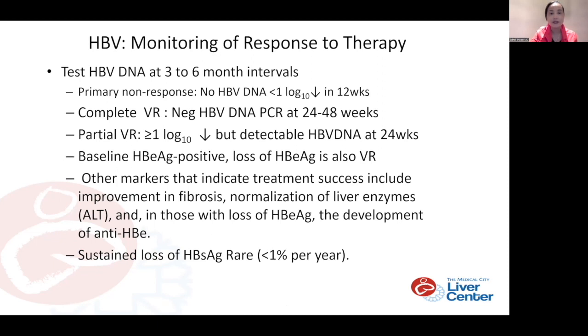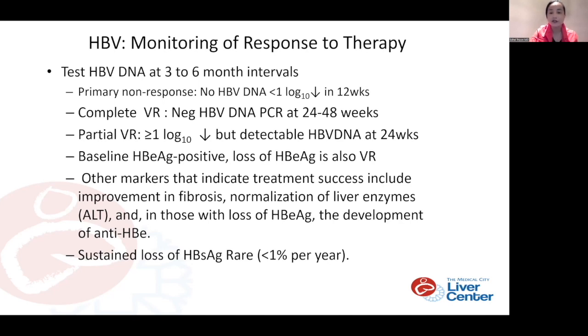So how do you monitor the hepatitis B response to therapy? This is the ideal setting where you look at your DNA at 3 to 6 month intervals after starting a tenofovir-containing regimen, and you monitor a drop in your viral load, meaning your DNA, in 3 months. A complete virologic response is if you get negative DNA in 6 to 12 months, while a partial virologic response is to at least get a significant drop in your DNA in 6 months.